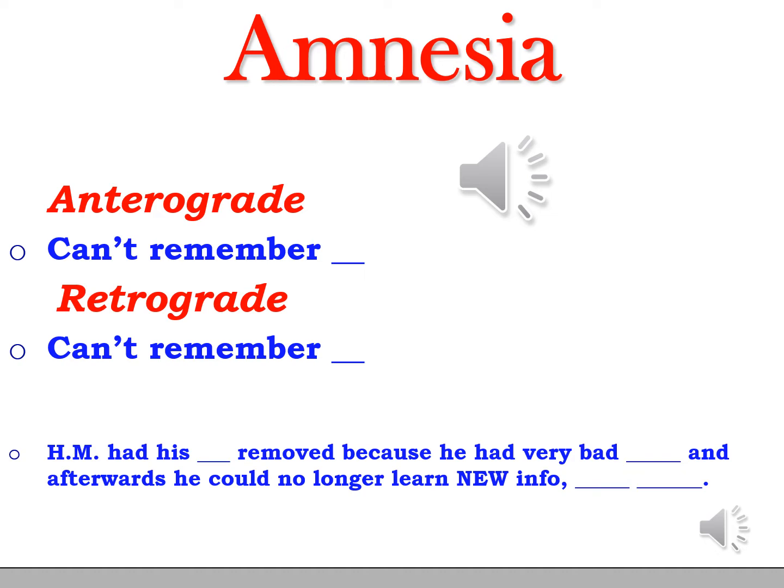And let's see, retro was old, so it's not the old stuff. So that had to be the new term for us, the anterograde. So anterograde amnesia. Hopefully you did okay on that.